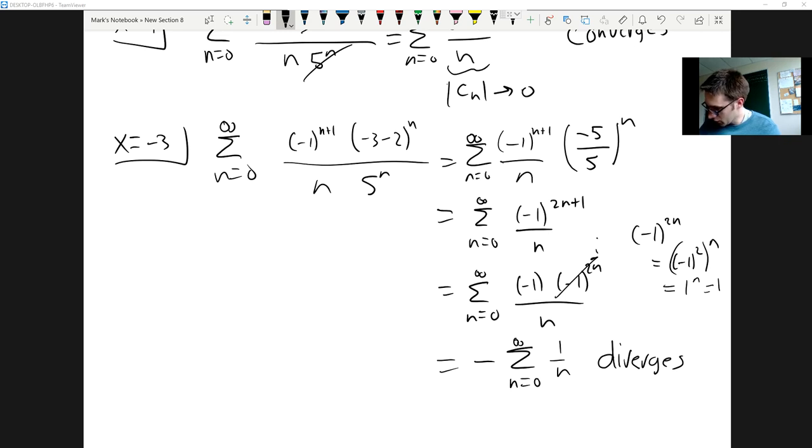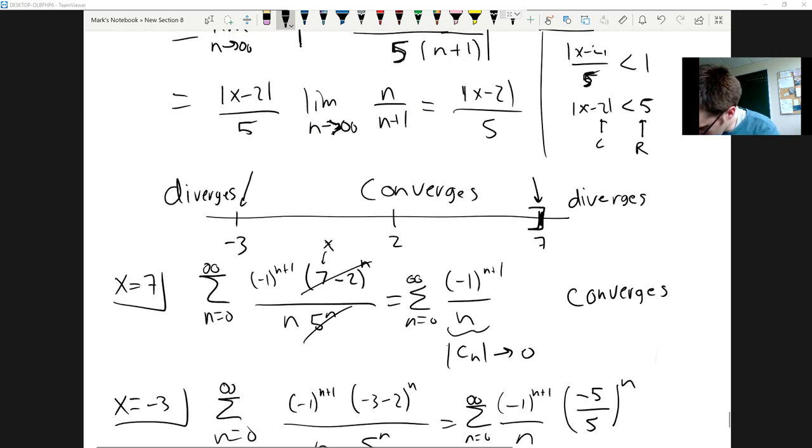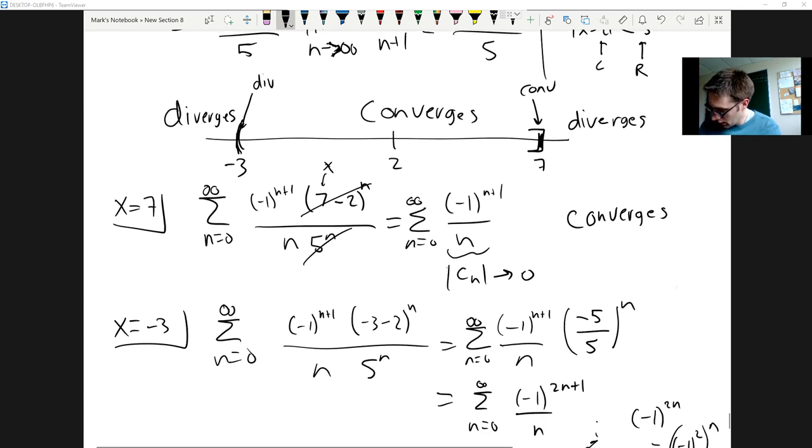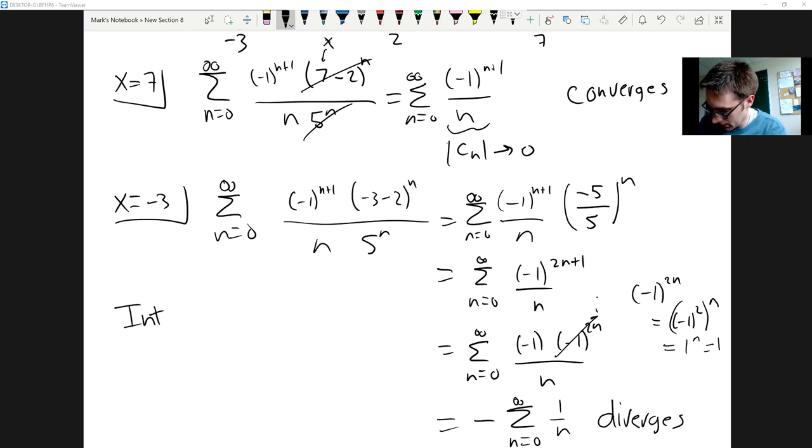So if we go back up to our number line, negative 3 should be excluded, whereas 7 should be included. And so our interval of convergence would be negative 3 to 7, including 7 and excluding negative 3.